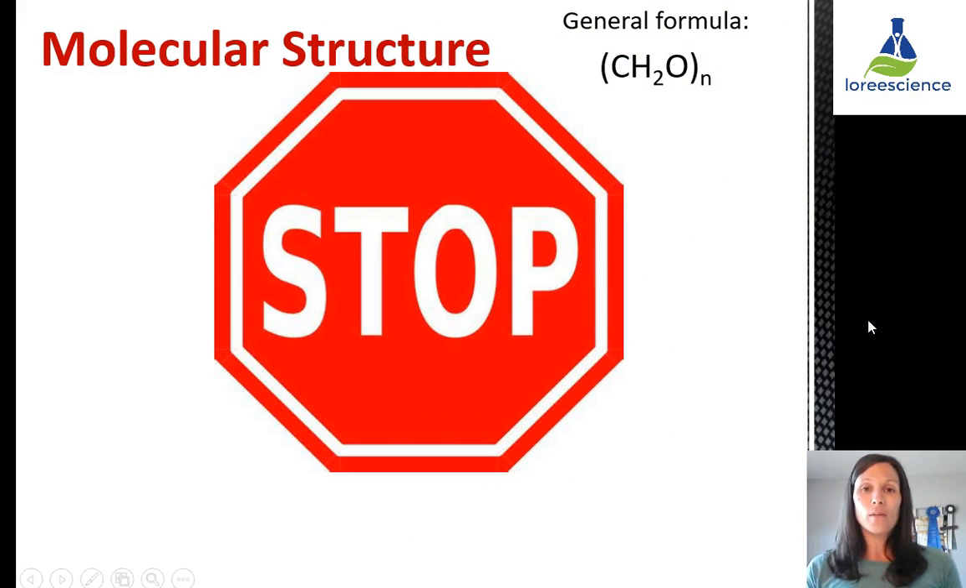I want you to stop right now. Don't copy anything down on this slide. I will go through it step by step in a future slide. I just want you to pay attention to the details that are going on here in this slide, not copying down the diagrams. However, I would like you to copy down the general formula of carbohydrates. We usually have a ratio of 1 to 2 to 1 of carbons, hydrogens, and oxygens.